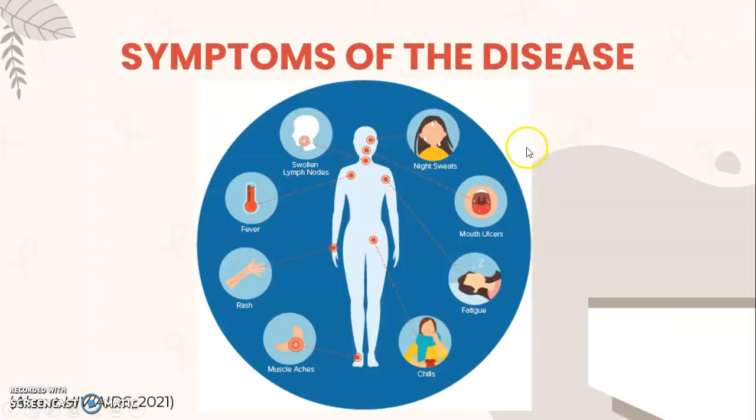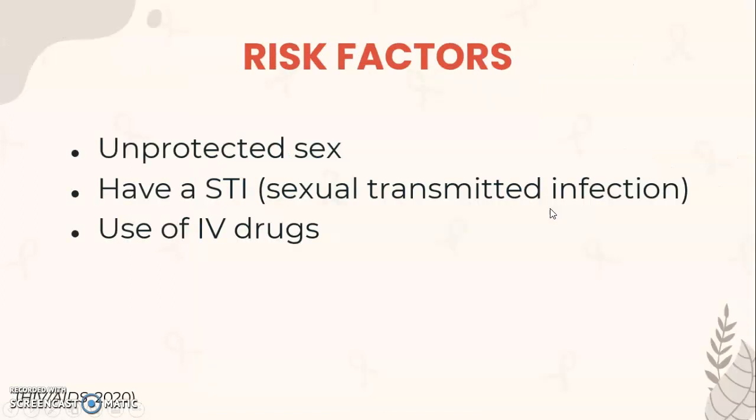Here are some symptoms of the disease. You have night sweats, mouth ulcers, fatigue, chills, muscle aches, rash, fever, and swollen lymph nodes. Here are some risk factors that I thought were also important to mention. Unprotected sex. If you have an STI, a sexually transmitted infection, and this is because a lot of these sexually transmitted infections leave open sores and pores in which it's a little easier for the virus to enter into the body. And use of IV drugs.